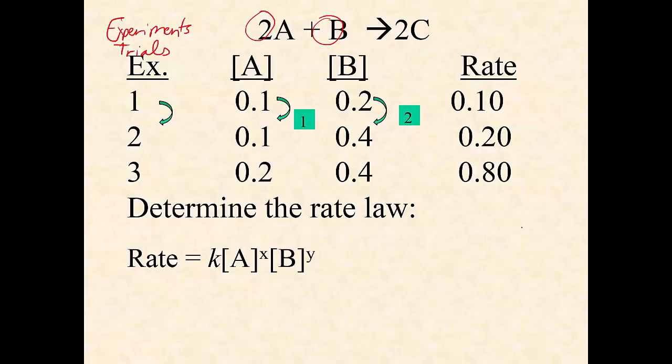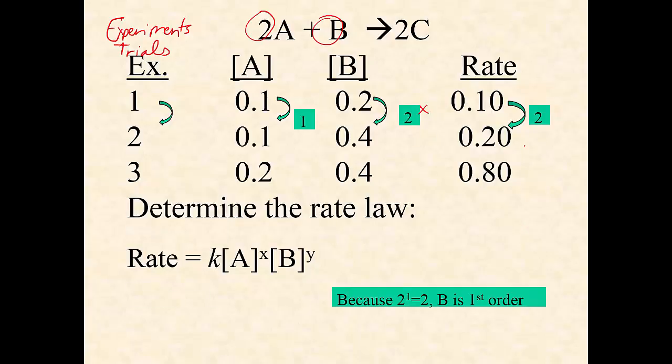You look at now at your rate. It's kind of like an if then. What if? Well, if I doubled B, my rate doubled. So you're asking yourself, okay, 2 to what power is going to give me 2? So that's a first order because 2 to the first power is 2. So you say B is first order. So you just figured out the exponent for B.